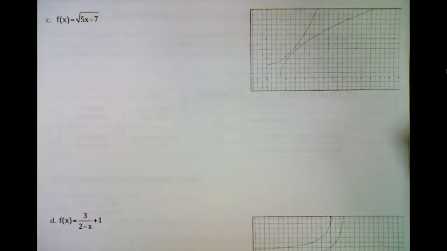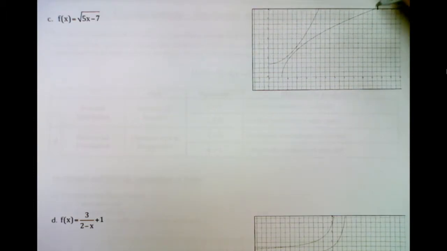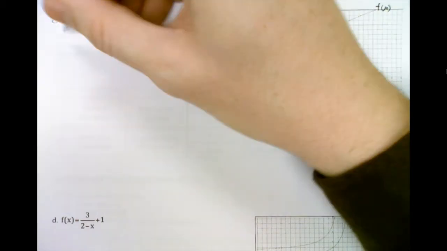C. f of x equals the square root of 5x minus 7. We're going to find the inverse equation. On our graph here, we have our f of x, that's the original function, and this represents our inverse. So we're going to work through this one a little bit quicker. I'm going to go right into finding the equation algebraically.